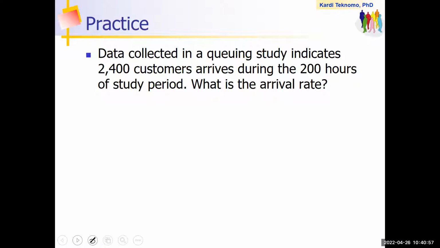Okay, let's make a practice of this. I collected data: 2,400 customers arrived in 200 hours. So what is the arrival rate? You see, right?